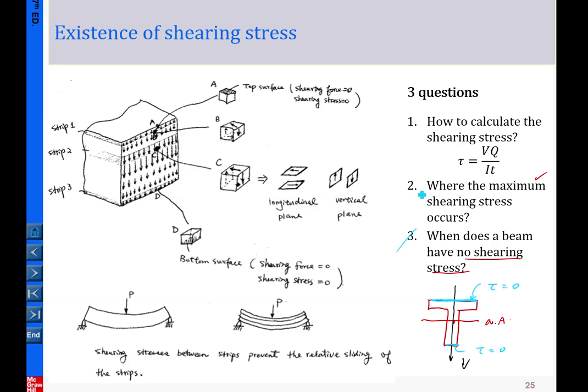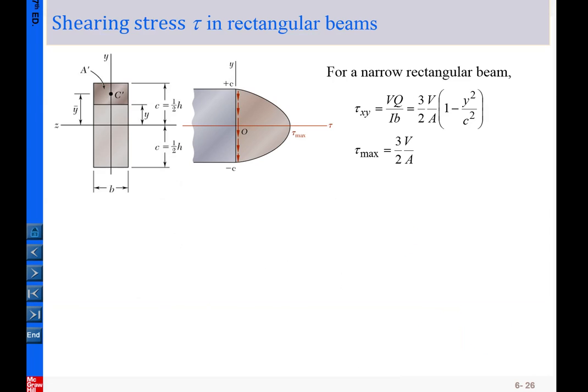So now in the remaining part we will focus our exercise on the second one, how to determine where the maximum shear stress is. That depends on the shape. For example, here we look at the rectangular cross section. The beam in 3 dimensions you can visualize like this. So from here we can first exercise.